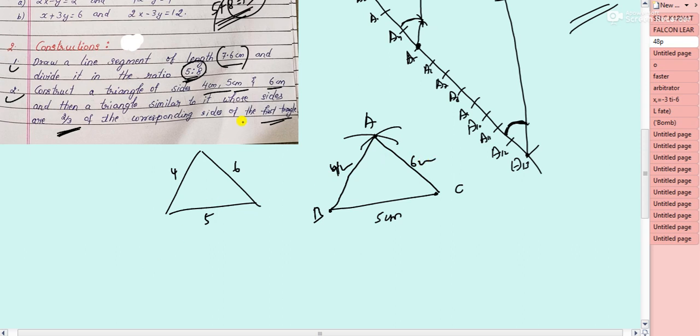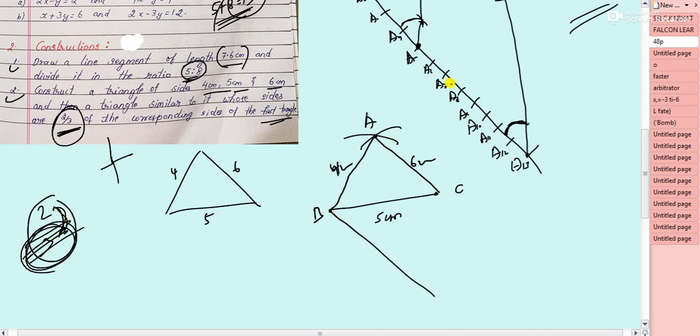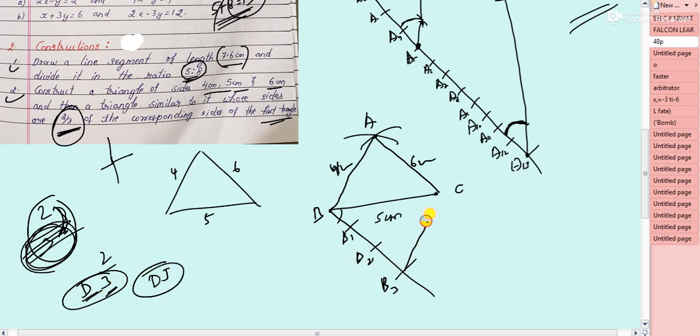Got it? Now the ratio is given as 2:3. So which one is the bigger number? For a triangle, don't add these two. We have to add only for a line, not for a triangle. For a triangle you have to take the bigger number, 3. So from here, at an angle less than 90 degrees, cut 3 parts. You can name them B1, B2, B3. Now what is there in the denominator? Always join from there. Since it is 3, remember this, join from 3 to this.